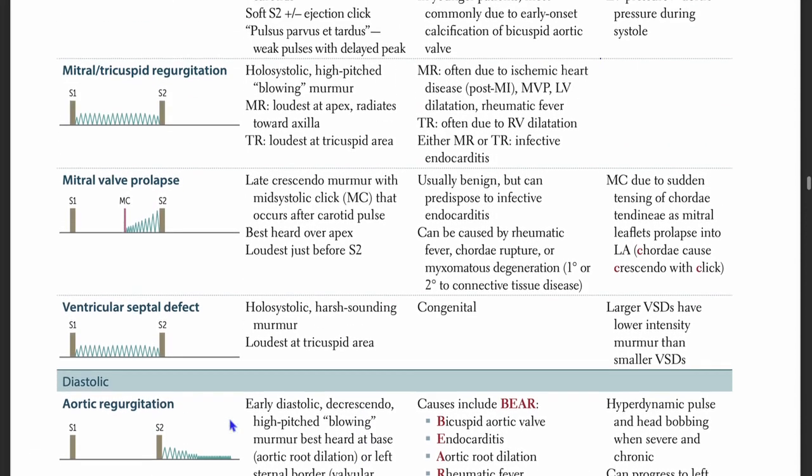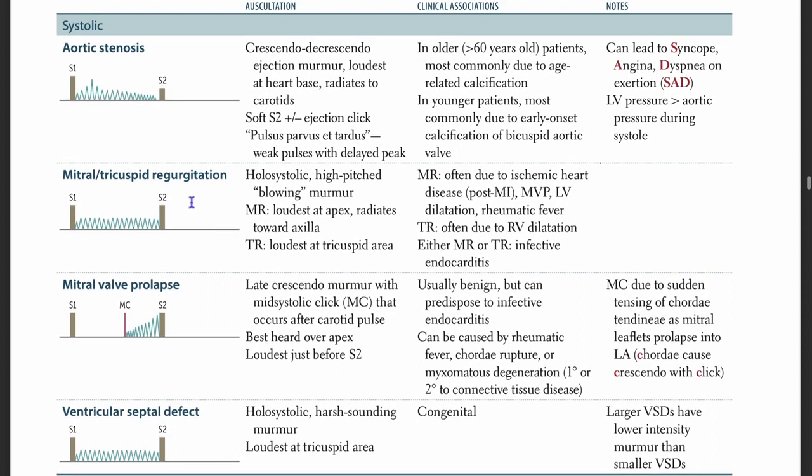It didn't say it over here, so yeah. For right, they're going to say it for regurgitation. TR is allowed as a tricuspid area. MR is often due to ischemic heart disease, post MI, LV dilation, and rheumatic fever. That's usually the one they test you on, because this one will lead to other stuff too.